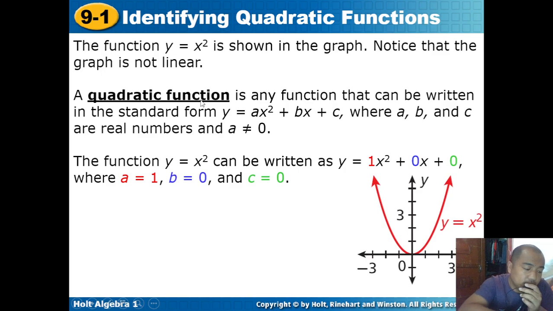So a quadratic function is any function that can be written in the standard form y equals ax squared plus bx plus c, where a, b, and c are real numbers, and a is not equal to 0, because if a is 0 and multiplied to x squared, it becomes 0, and then it will return to a linear function. Yes, it will go back to being a linear function.